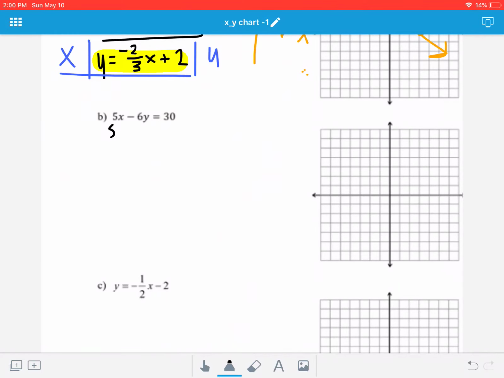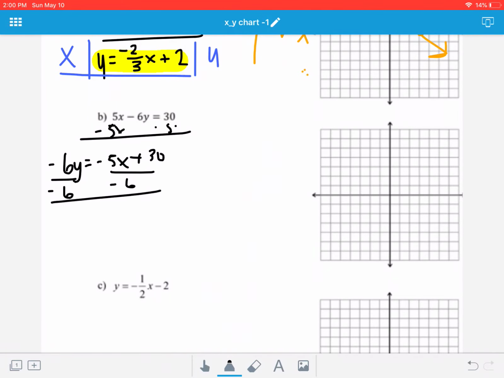So I'm going to subtract 5x from both sides, and I get negative 6y equals negative 5x plus 30. And then I need to divide everything by negative 6. So here I get y equals a positive 5/6 x minus 5. 30 divided by negative 6 would be negative 5. Okay, this is where I'm going to make my xy chart.